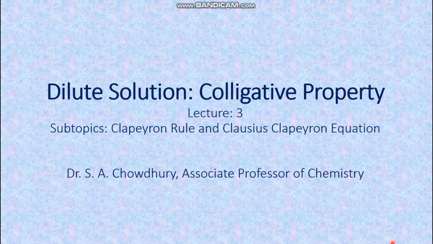Hello everyone. So we were learning colligative properties under the chemistry of dilute solutions, and today's topic in the third lecture is the Clapeyron equation and the Clausius-Clapeyron equation. We had four colligative properties: lowering of vapor pressure, elevation of boiling point, depression of freezing point, and osmotic pressure, out of which for the next two properties, which we are going to discuss in lectures number 4 and 5, two equations would be required very much.